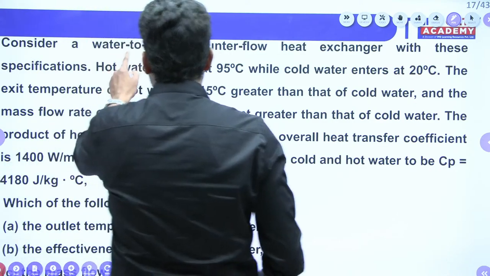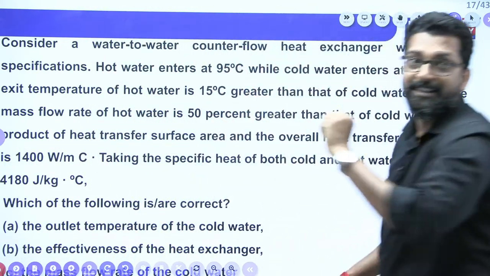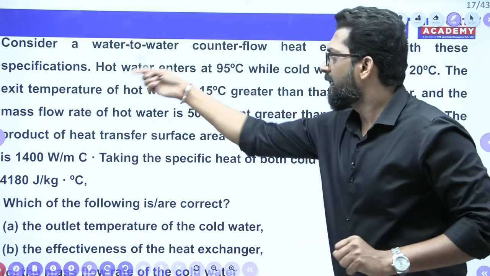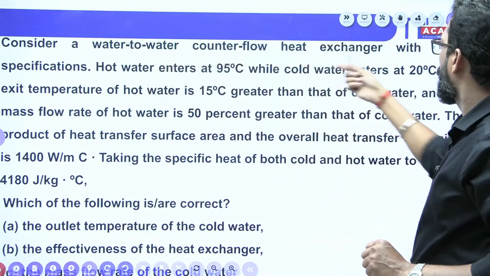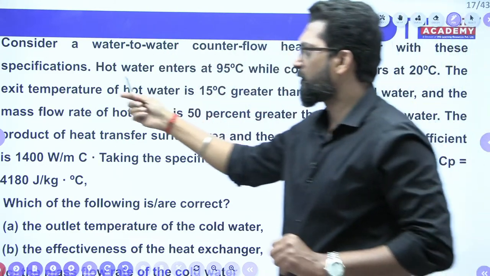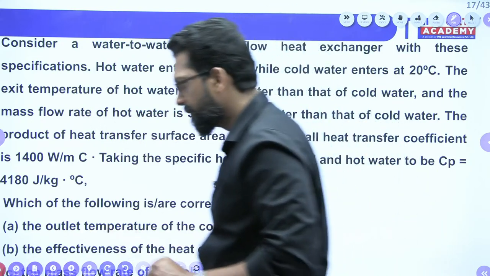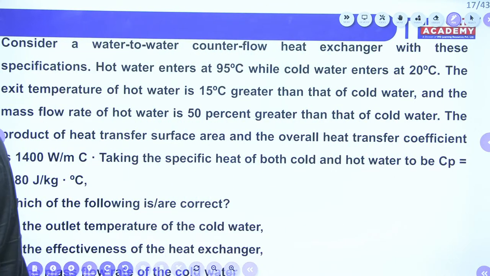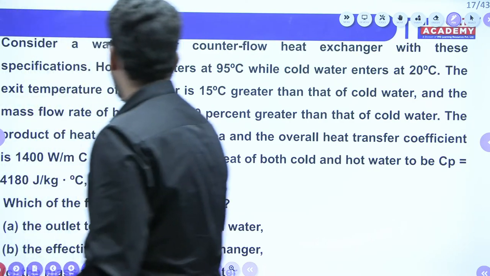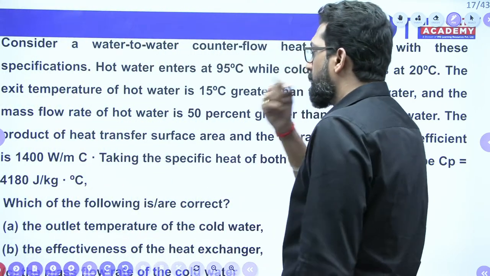Consider a water-to-water counter flow heat exchanger with this specification. What is the specification? It is given, beta. I'll give you. No problem. Water-to-water, with this specification. What is that? I'm giving you.